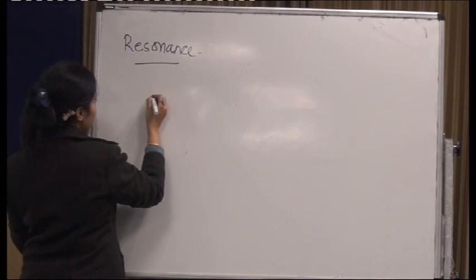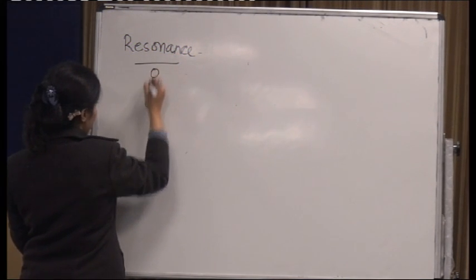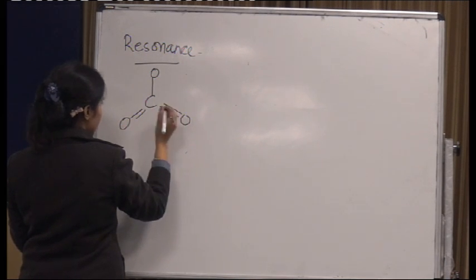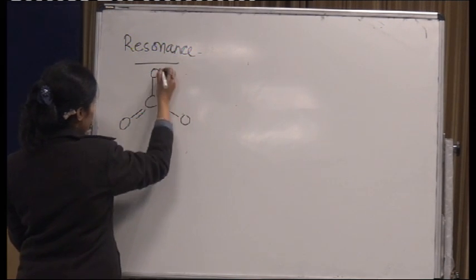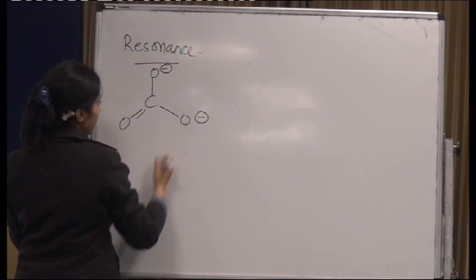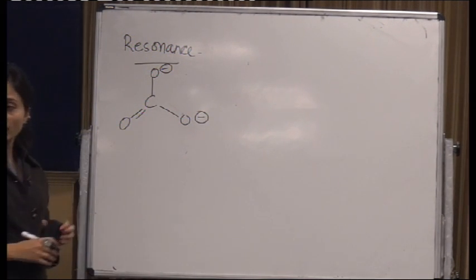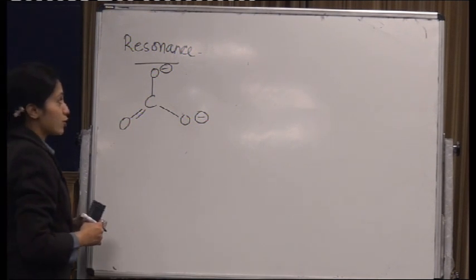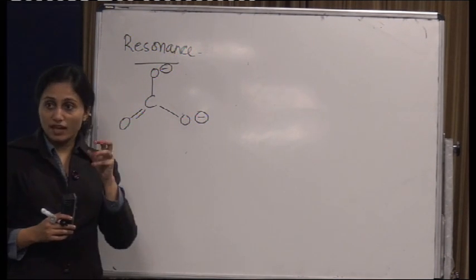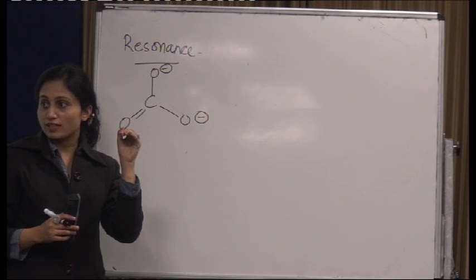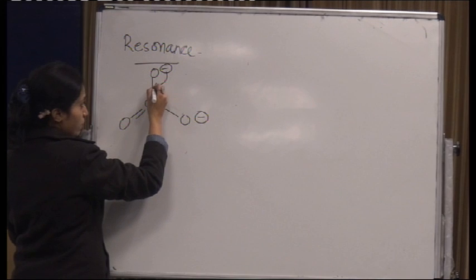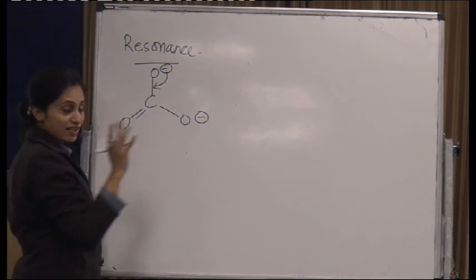Like for example, we had talked about the carbonate. CO3 2 minus, this is your carbonate. And in this case, I always told you that a pair of electrons always gets shifted towards a bond. Then carbon has a valency of 4.